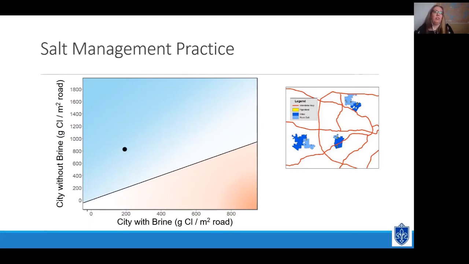So any point that falls in the region above the 1-to-1 line represents a pair for which, for that storm, the city that uses only rock salt used more salt than the city that has brine. A point on the 1-to-1 line is a storm for which both cities used the same amount of salt. And a point below the line represents a pair in which the brining city actually ended up using more salt than the city that uses just the rock salt.